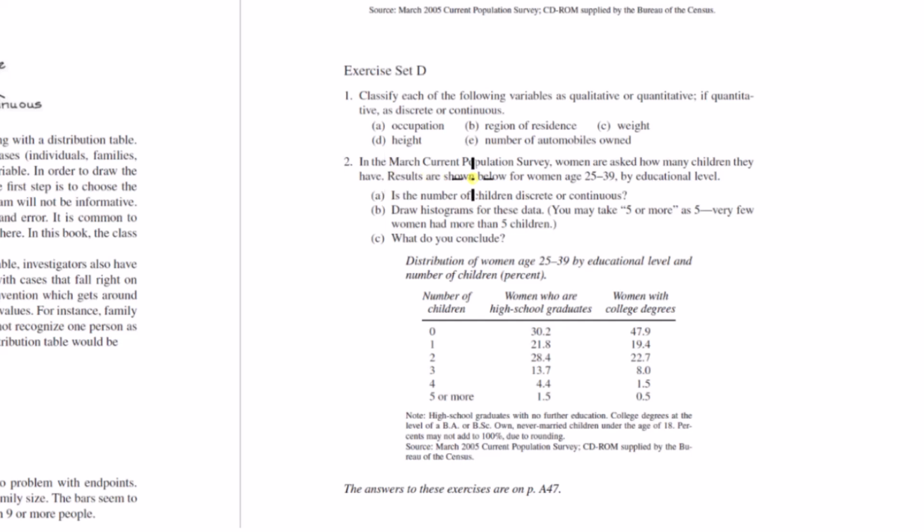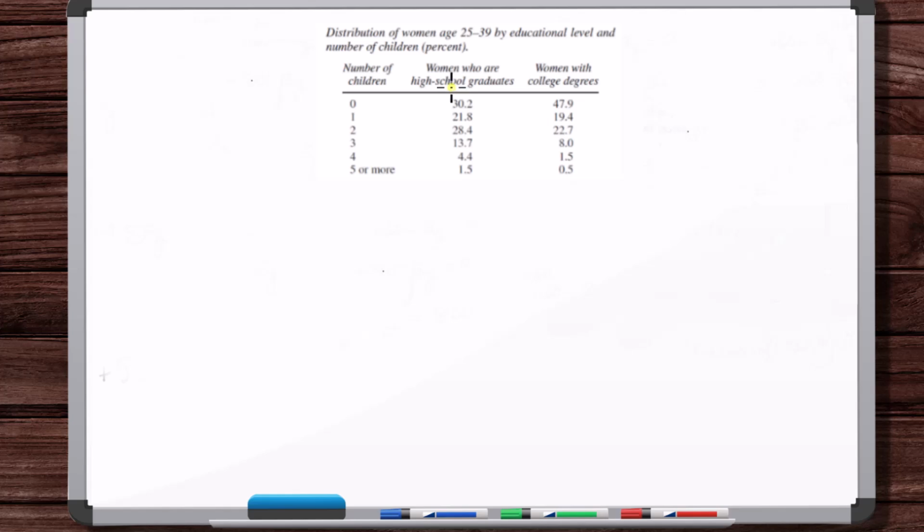In the March current population survey, women are asked how many children they have. Results are shown below for women aged 25 to 39 by educational level. Is the number of children discrete or continuous? Discrete. It's quantitative discrete. Draw histograms for these data. You may take 5 or more as 5. Very few women have more than 5 children, so just take 5 or more as 5. Okay, so we're going to draw these histograms.